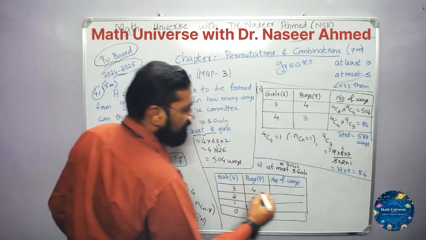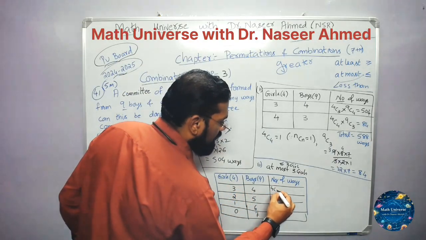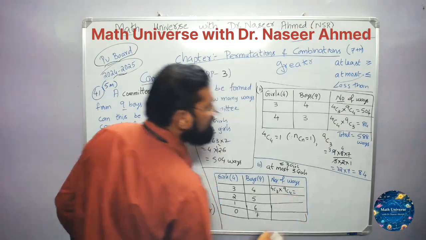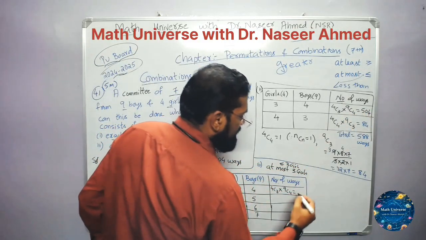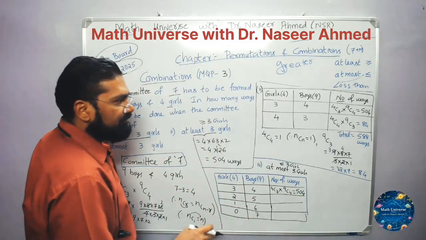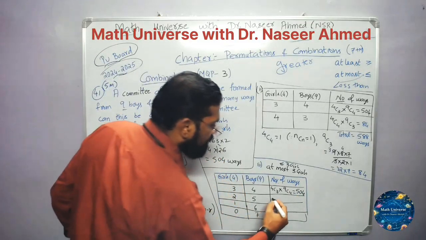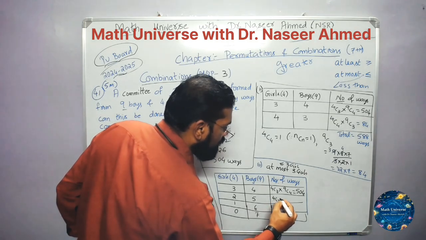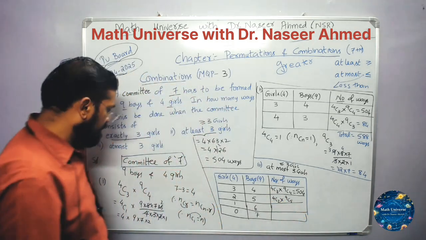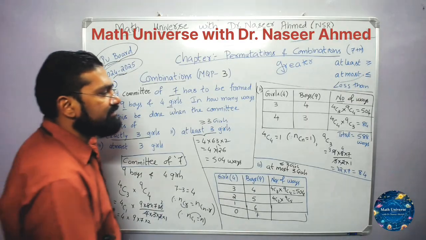Now see, 4C3 into 9C4. We already got 504. That's what I said. Let us have first whatever the thing, same thing is there. 4C2 into 9C5. Let us see. 4C2 we have not computed. Let us compute here.